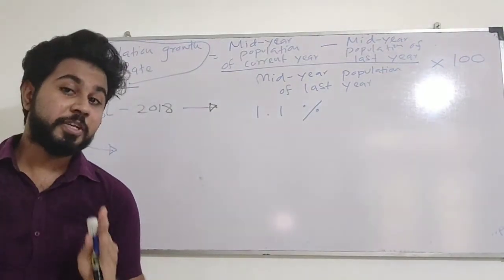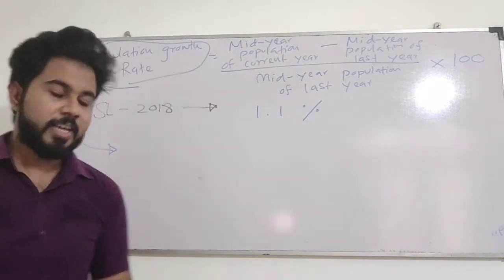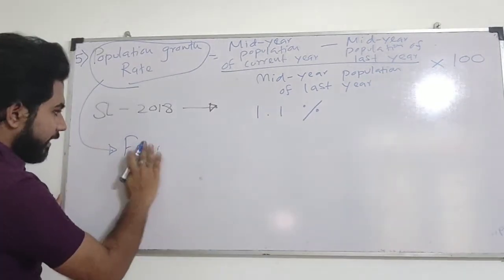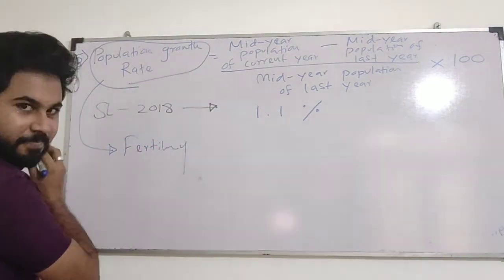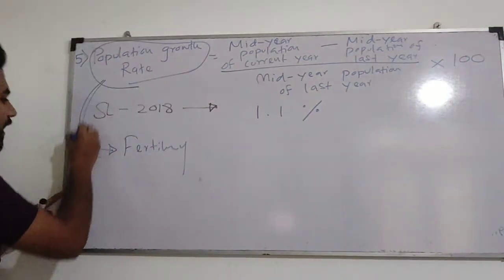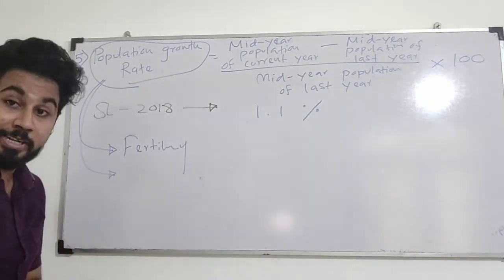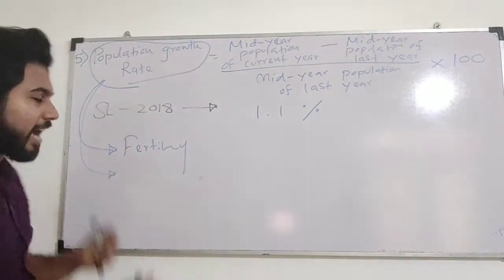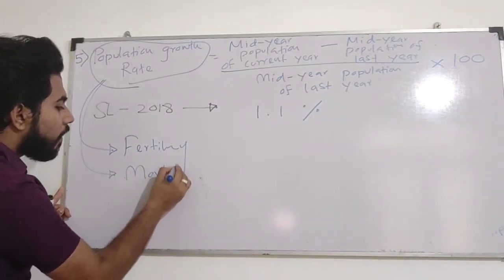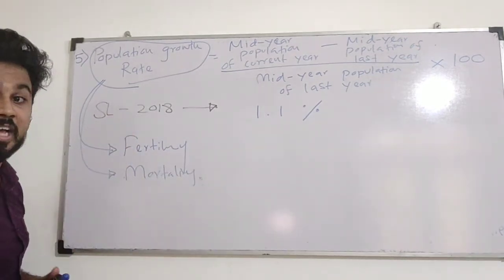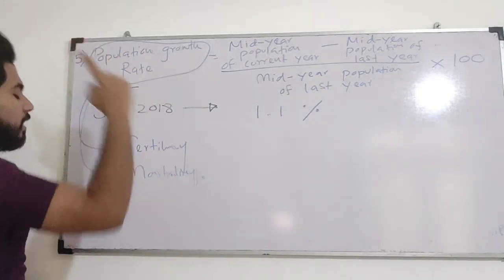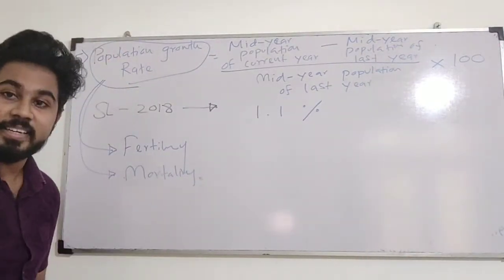You know, population will change as a result of 3 reasons. What are the 3 reasons? As a result of fertility, that means births, population will grow. And then population will negatively grow, that means population will decline, as a result of death cases. We call it mortality. So population will change as a result of fertility, and as a result of mortality.